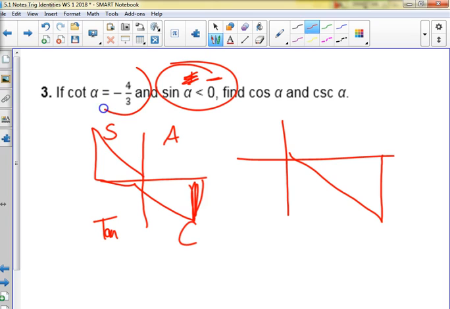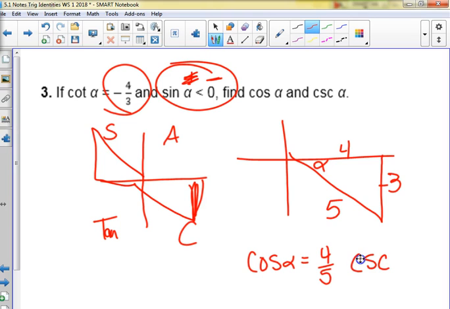And it says the cotangent. How do I label my triangle so that the cotangent has a -4 and a 3 on here? Okay, cotangent is x over y, and the y should be negative, or it's adjacent over opposite. We good? So now we get a 5 down here, and then it asked for the cosine, which would be 4/5, and it asked for the cosecant, which would be hypotenuse over opposite, right? Did I do that right?